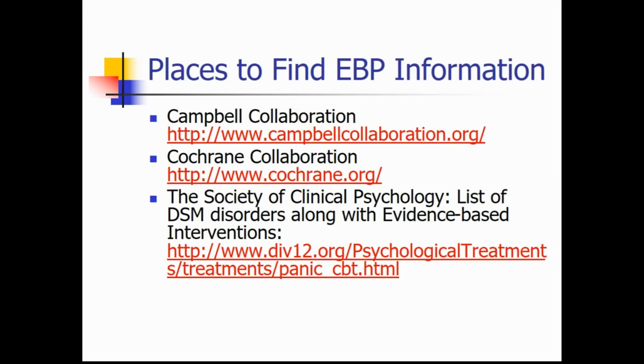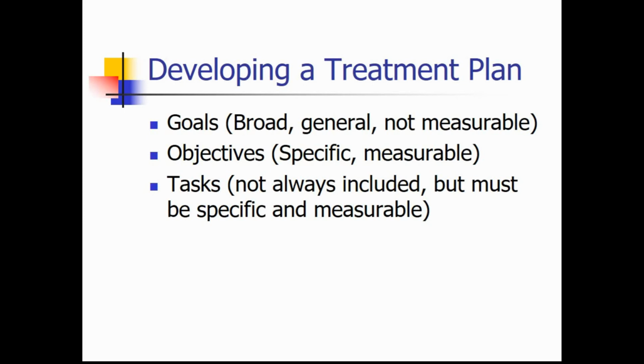Some places to find evidence-based practice information. I've got some websites there, the Campbell Collaboration, the Cochrane Collaboration. And then also this Society for Clinical Psychology, the APA Division 12, they've got a list of DSM disorders along with evidence-based practice interventions, and you can find that at the link here. And so you can look up the diagnosis, and it'll show you what the ESTs are for each diagnosis.